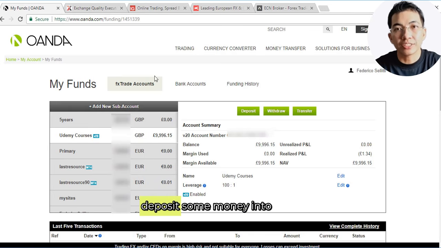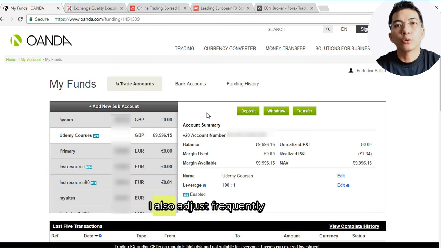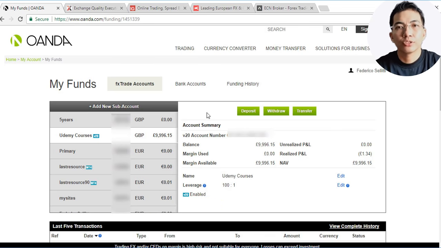So why did I deposit some money into Oanda account instead of using my main account? There are several reasons. The first one is that I live off forex trading and I need to withdraw some money from time to time. So my main account is not easy to follow because I often withdraw money and I also adjust frequently my positions to my new balance. Also, I have some long-term investments that can create confusion if mixed with short-term trades. Another reason is that I don't want to put myself under pressure showing my results and my income to thousands of students.